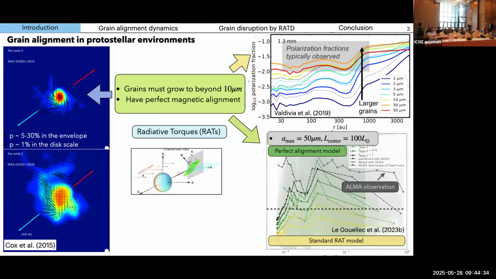So as introduced previously, dust polarization helps us to study the magnetic fields. But dust polarization not only tells us about the magnetic field morphologies, it is also strongly controlled by the grain properties and how well dust grains can be coupled with the magnetic fields. So observations toward Class 0/1 young stellar objects frequently report very high polarization fractions of 5 to 30% in the protostellar envelope at 1000 AU scales, but just 1% polarization inside the protostellar disk at 100 AU scales.